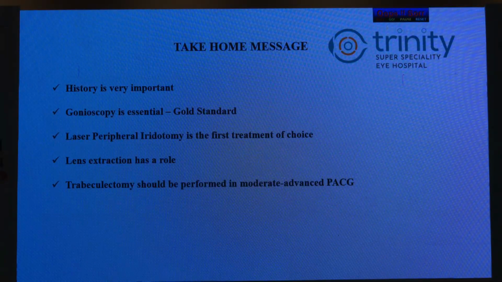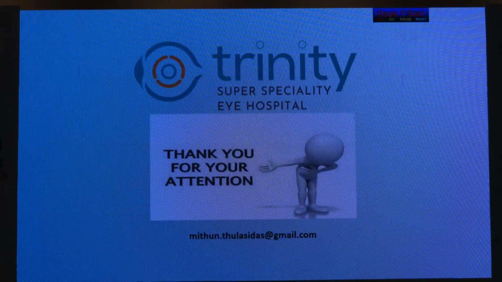So the take-home message is: history is very important, because angle closure disease can occur due to drug-induced and other mechanisms also. Gonioscopy is essential, which is the gold standard. Laser peripheral iridotomy is the first treatment of choice. Lens extraction does have a role. I won't say a clear lens extraction, but at least for early cataract or NS1, you can definitely consider lens extraction. Trab should be performed in moderate to advanced cases after proper counseling and taking care of the complications. Thank you.